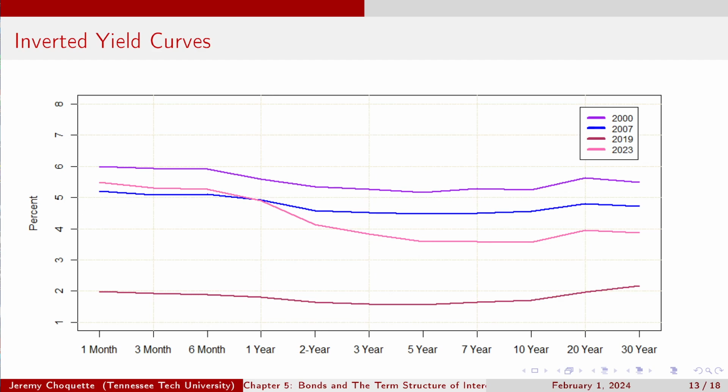Now, if you're wondering why I picked these years, well, I picked 2000 because there was a recession. 2007, we went into a recession at the end of 2007. 2019, well, we know what happened the next year. And 2023.